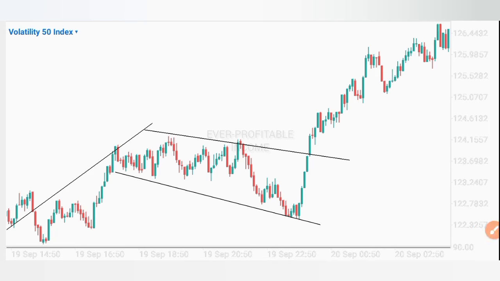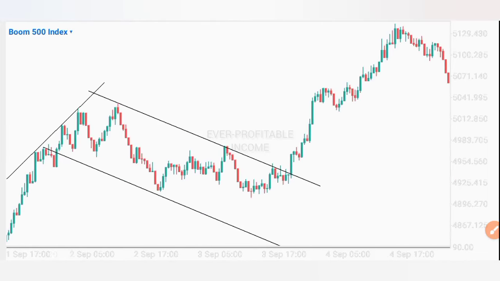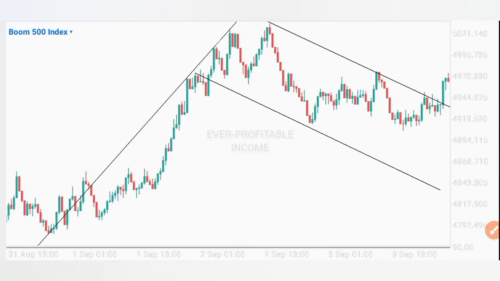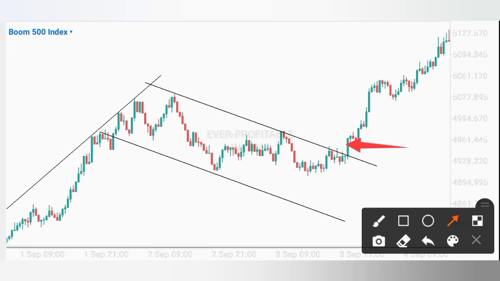Let's check out another asset on your synthetic indices, and that is boom and crash. So let's check out boom 500. Okay, so this is boom 500. As you can see, we identified the flag over here. When you look at the point at which the channel was broken, you can see the appearance of a large body candlestick. That indicates there is high buying power, and what happened next was the continuation of the bullish trend.